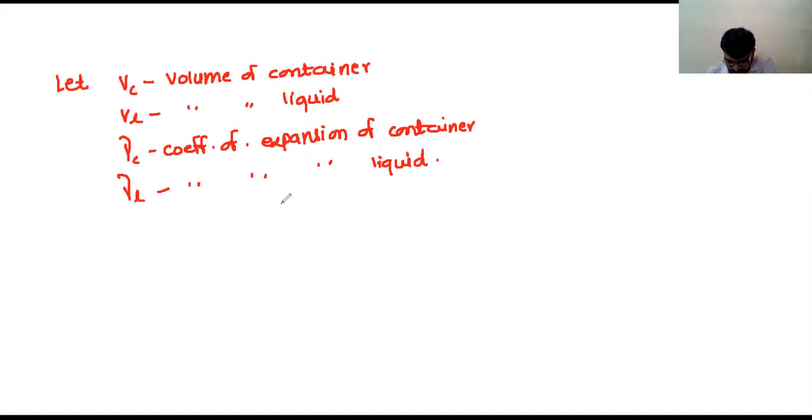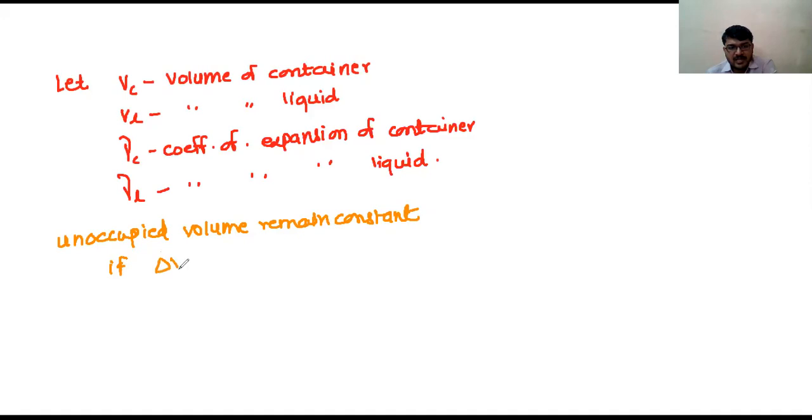Then unoccupied volume will remain constant if and only if delta Vc is equal to delta Vl. That means, whatever change in volume of the container has happened, the same change in volume of the liquid should happen; then only the empty space above will remain constant for all temperatures. Yes, meaning change in volume of container and liquid should be same.